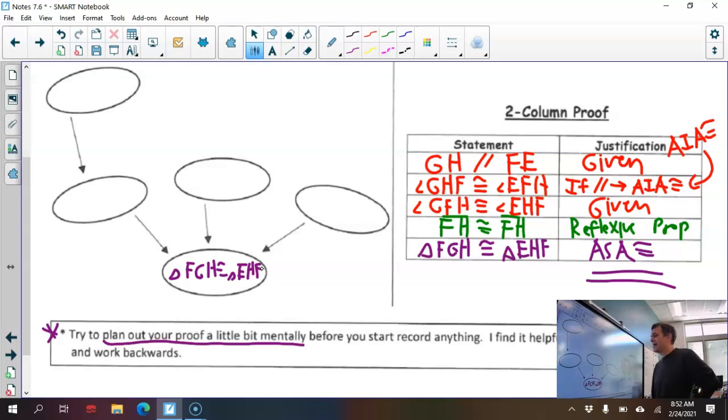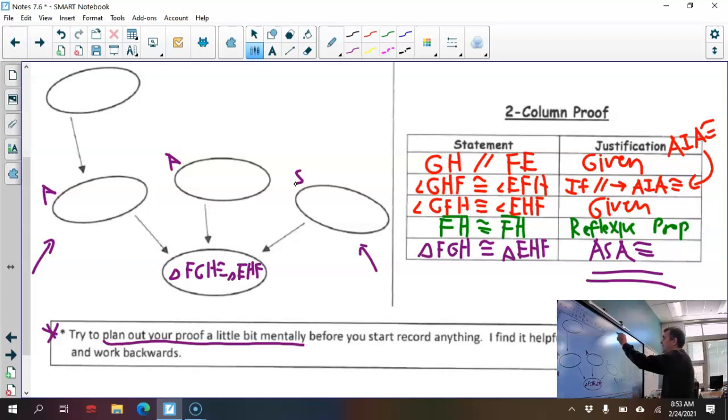Anytime you're trying to prove that triangles are congruent, you're going to have three circles in the row above it. You need those three circles to be angle, side, angle, or angle, angle, side. In these three circles, you need two angles and a side, so that you can then either say by angle, side, angle, or by angle, angle, side, the triangles must be congruent. Anytime you're proving triangles congruent, you're going to have three circles in the layer above the triangles being congruent.